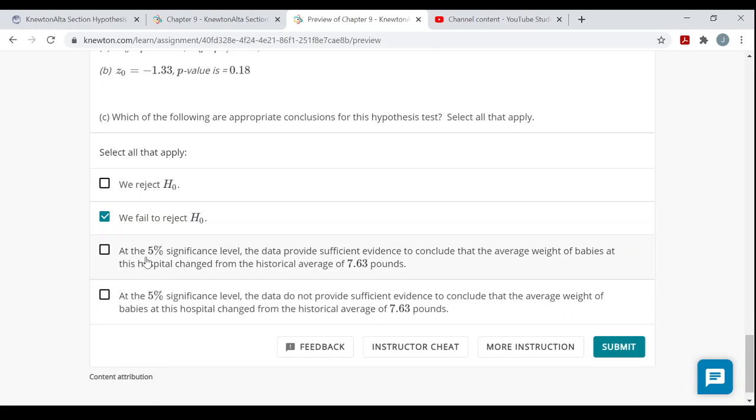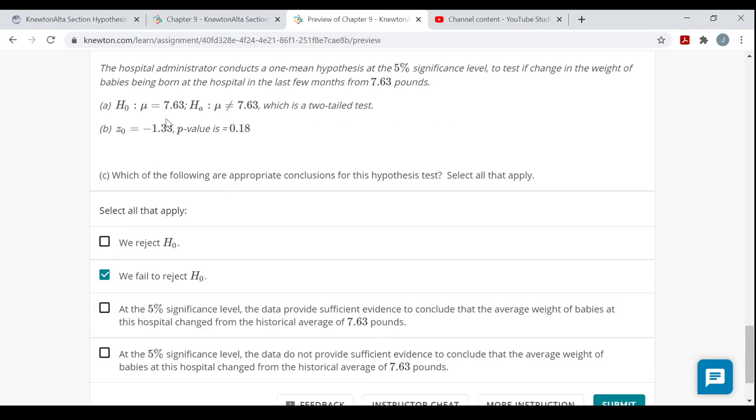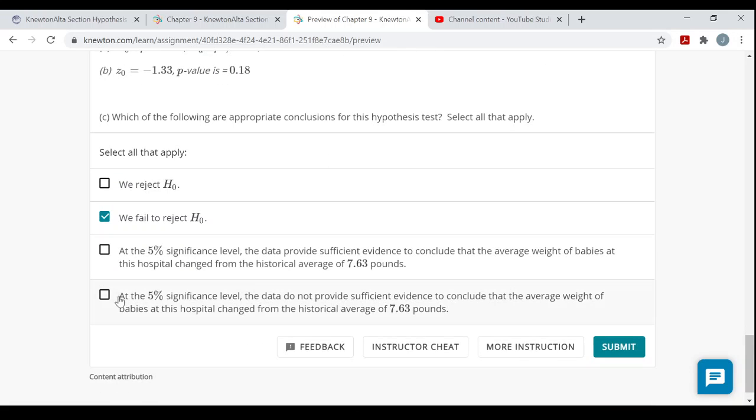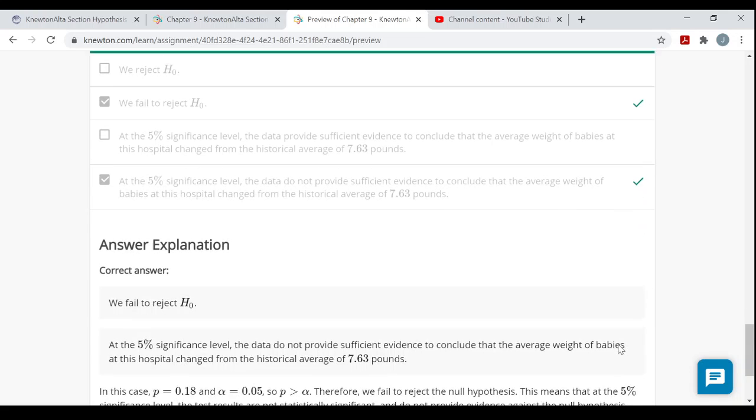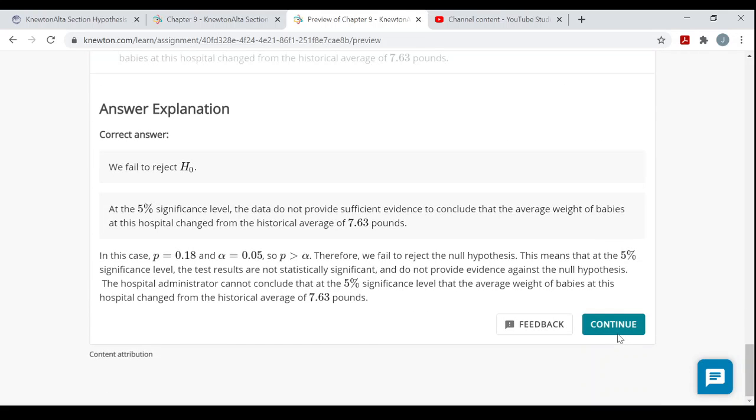So let's read this first one. If we don't reject the null, it means at the 5% significance level, the data provide enough evidence to conclude that the average weight of babies at the hospital changed. No, it didn't. We're saying it's not changing. We're keeping the null. So it's this last one. At the 5% significance level, the data do not provide enough evidence to conclude that the average weight changed. We're not supporting that. So we're going to say this last one. And again, that's because we didn't reject the null hypothesis.